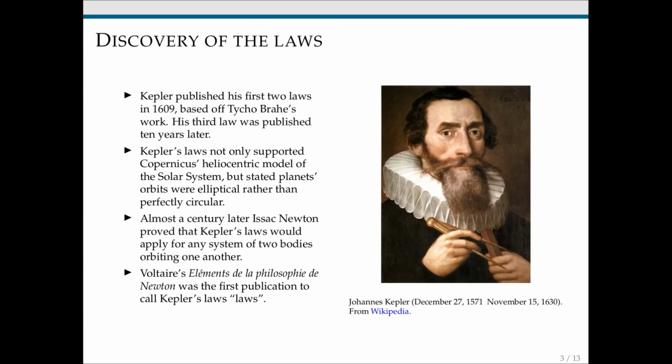Johannes Kepler discovered his three laws in the early 17th century, with his third law being published 10 years after the first two. Kepler's laws were revolutionary for their time. Not only did they support Copernicus's heliocentric model of the solar system, which was controversial back then, but they also stated that the planets' orbits were elliptical rather than perfectly circular.